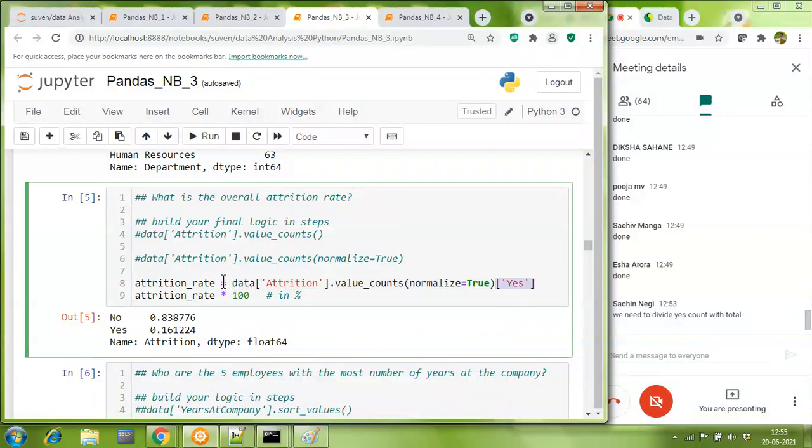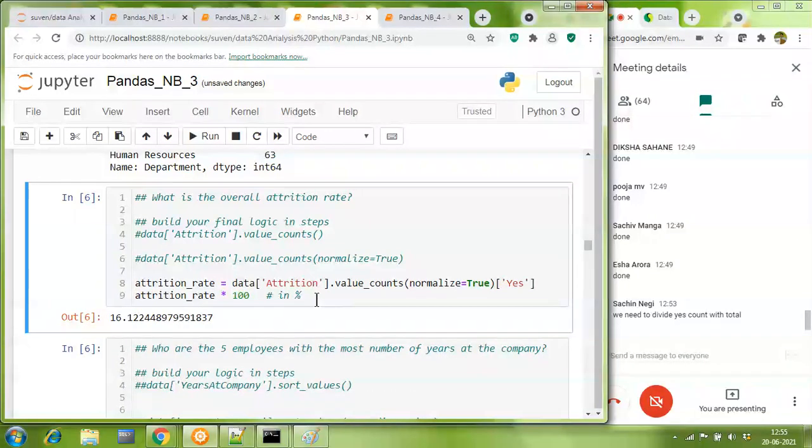I'm picking up yes and I'm bringing it to a column called attrition rate. So it will be 0.16. So you want to report as 0.16? I don't think so. You want to report it in percentages, right? So let's report the answer in percentage, 16.12.